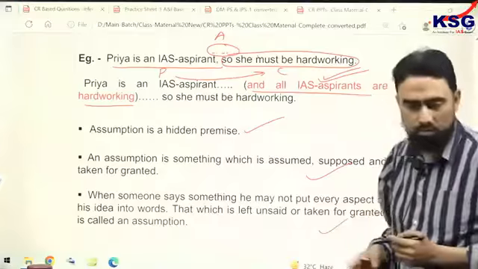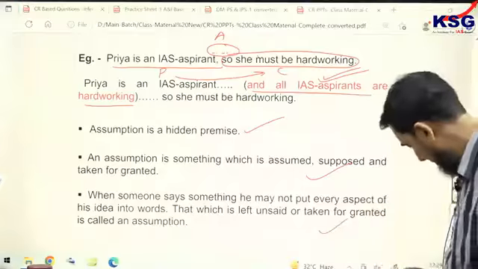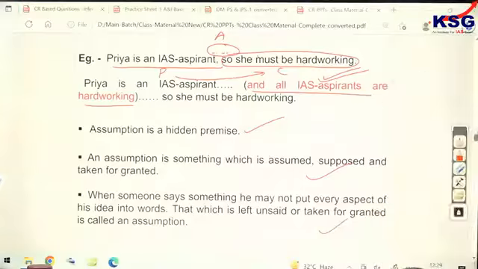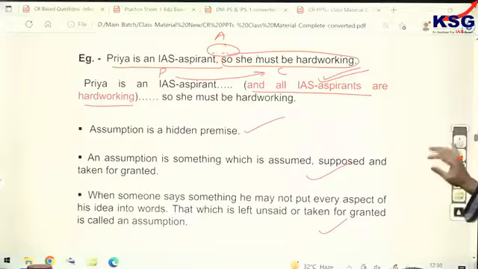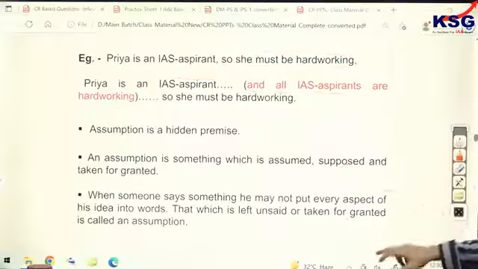So, different perspectives of assumption. Take a screenshot or just read it. I hope it's done.